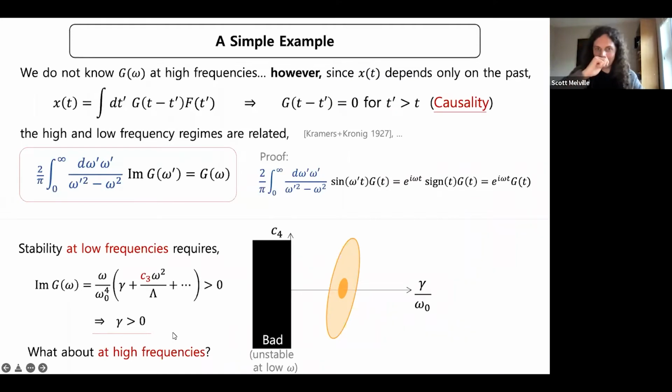The issue, right, is that at very high frequencies, we actually don't know what this G of omega is. The whole reason we had to do this effective expansion at low omega is because we don't know how to compute this thing at high frequencies. It depends on the complicated details of the interactions. But, however, we can use the following trick.